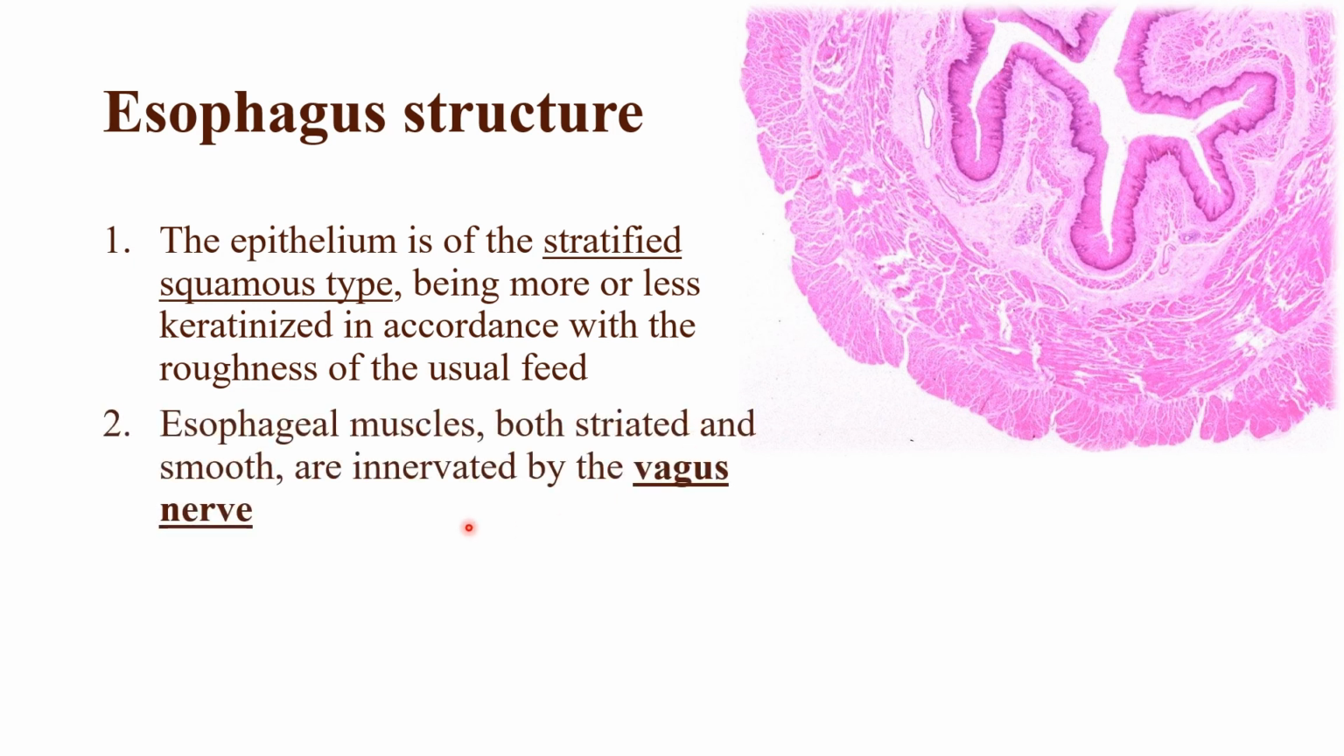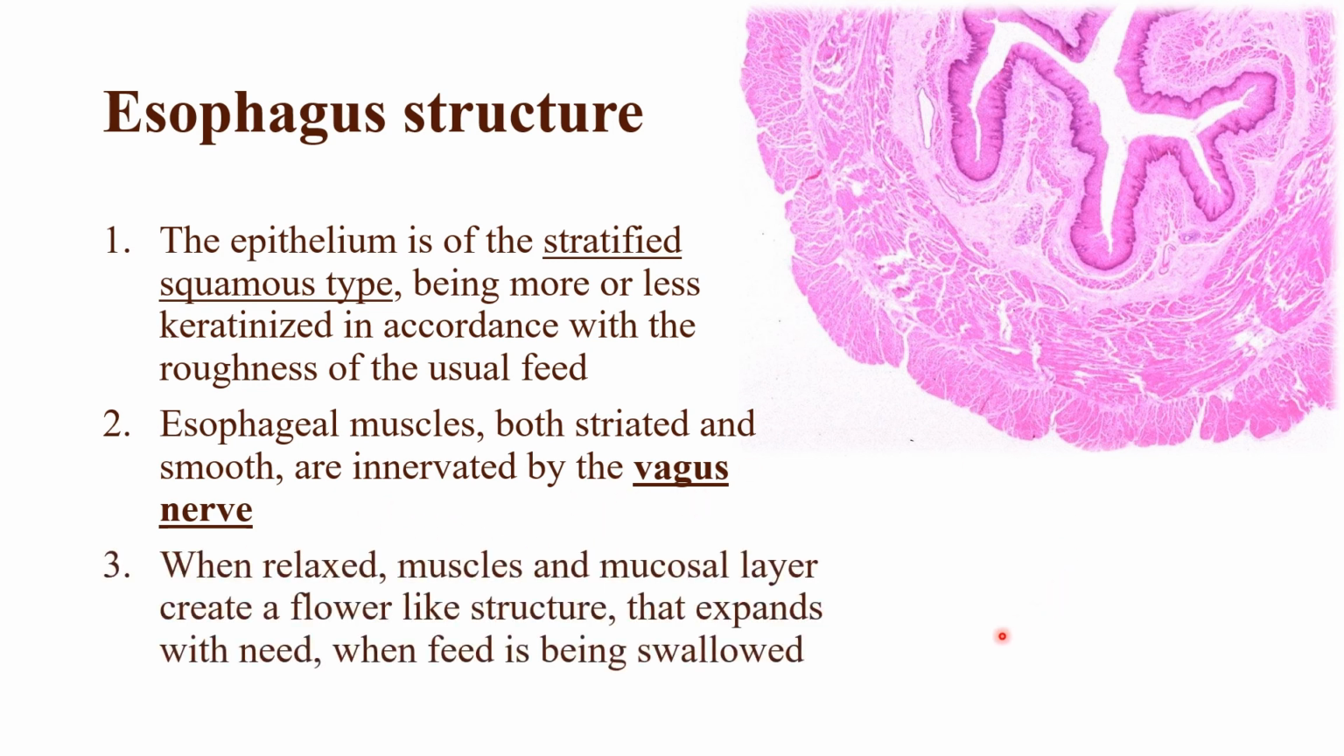Again, all of the muscles are innervated by the vagus nerve, and when relaxed, as I already mentioned, muscles and the mucosal layer create a flower-like structure. So I hope this will be easier for you to remember if you are ever in an exam of histology again. So if you see this flower or a star, know that the muscles are relaxed and they expand with need when the feed is being swallowed.